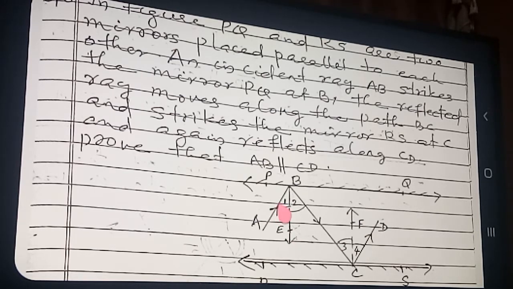The one point you want to know is what is meant by angle of incidence. Here, what I have drawn at B is a perpendicular line, perpendicular to the mirror PQ, and CF is also perpendicular to the mirror RS through the point C. This is the perpendicular through the point B, and this CF is the perpendicular through the point C. Clear the points?